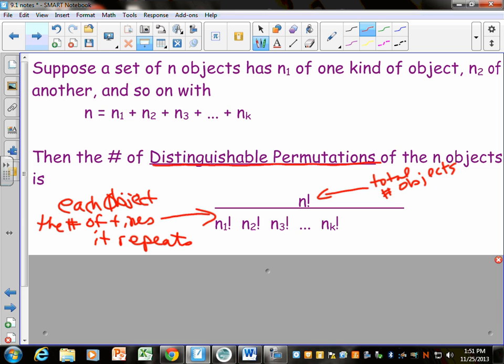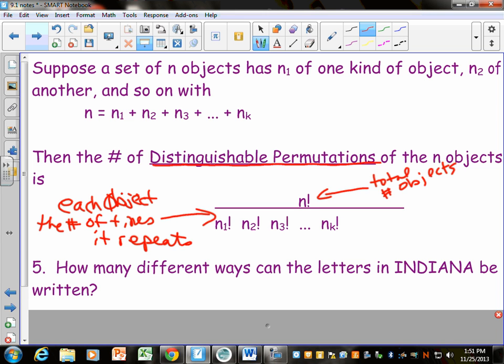And you just got to remember that this has its own special formula. So when they give you a problem like this, how many different ways can the letters in Indiana be written, you remember you have its own special formula. And then you just take the total number of letters factorial on the top, divided by the number of times it repeats itself on the bottom.